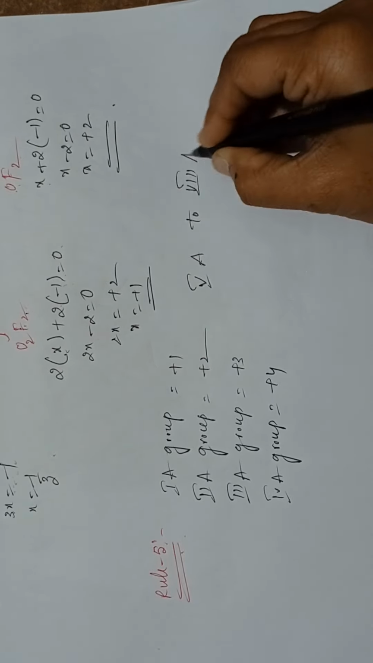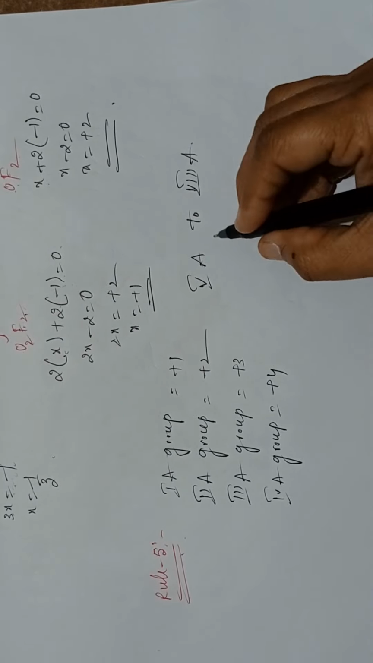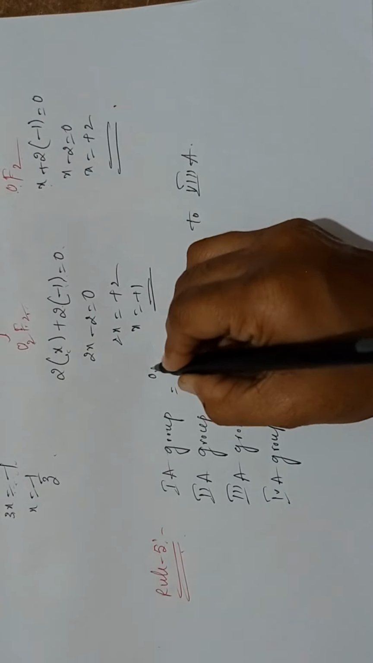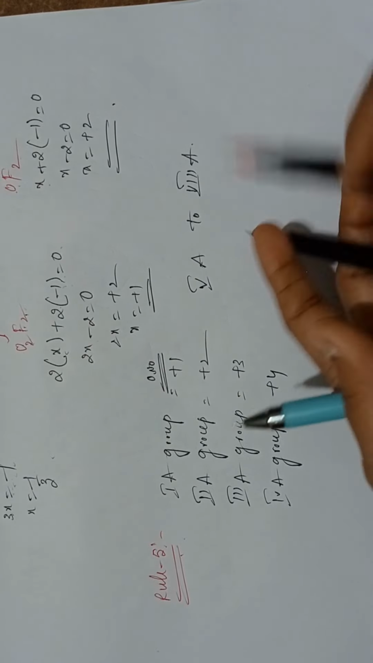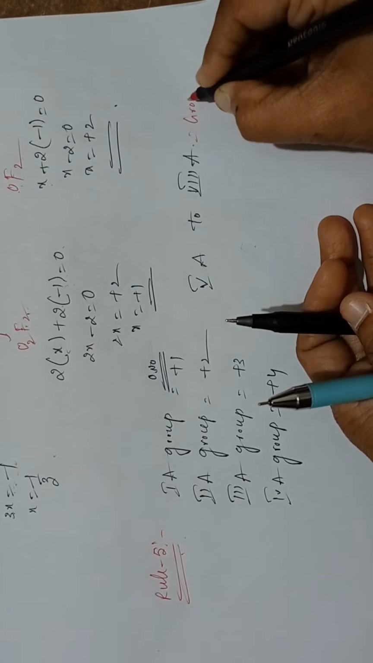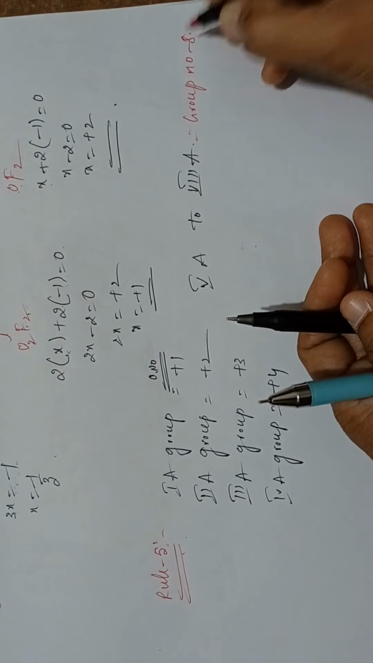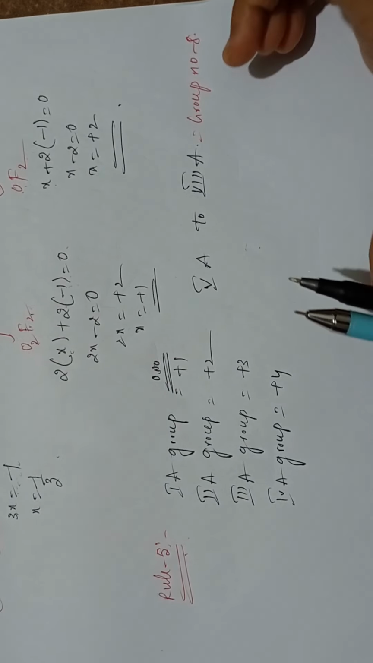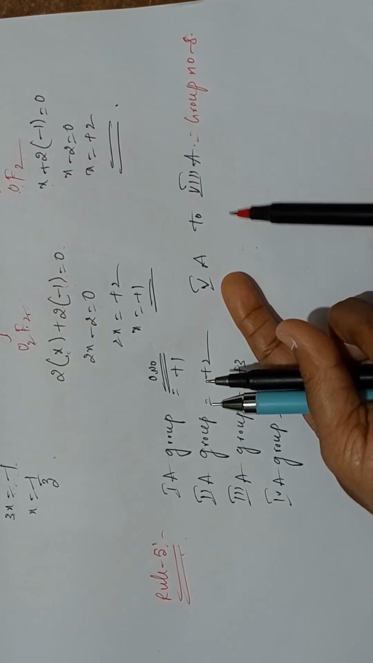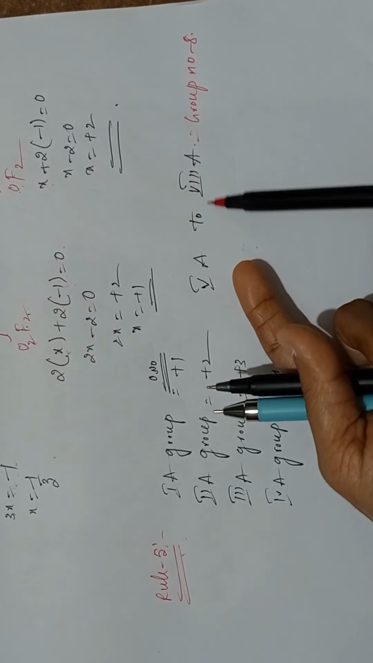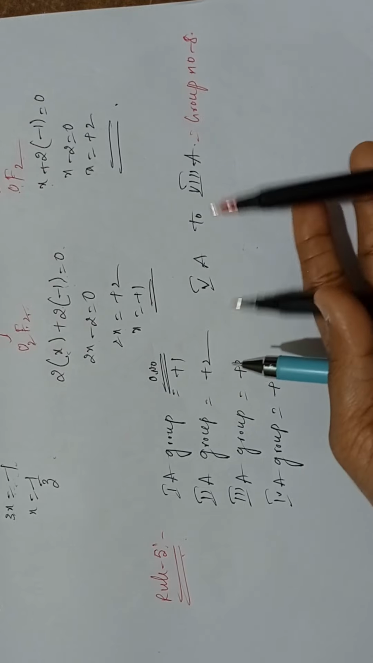But from fifth A to eighth A, what is the oxidation number, students? What is the formula? Group number -8. Clear this one? So this is the formula, you have to use it. From 5th A to 8th A is equal to group number -8.